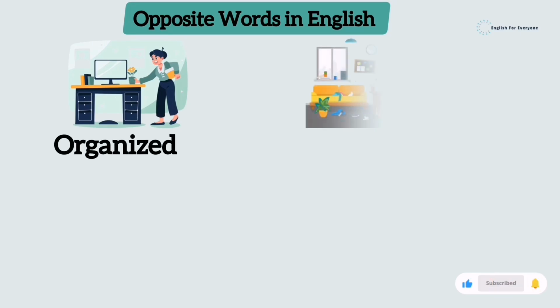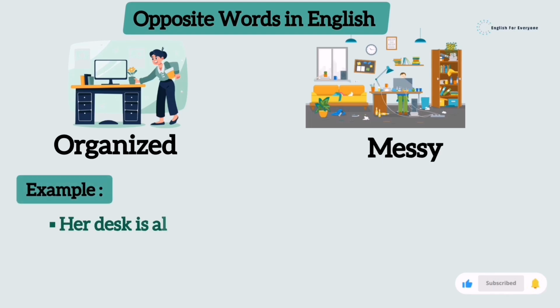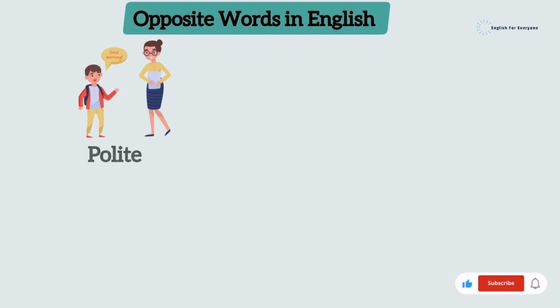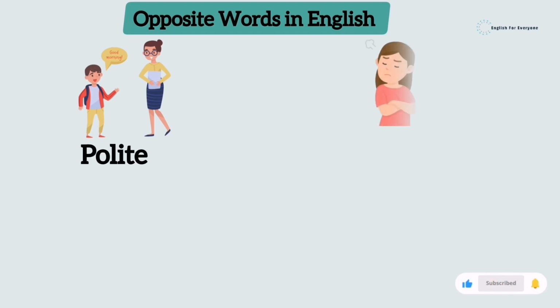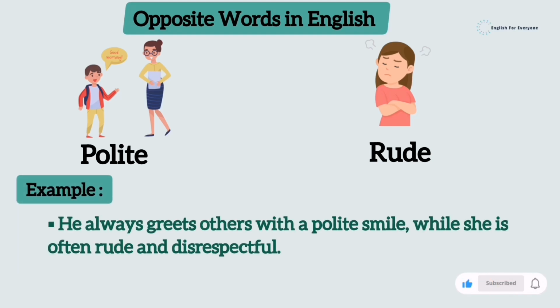Organized, messy. Her desk is always organized with everything in its place, while his workspace is messy. Polite, rude. He always greets others with a polite smile, while she is often rude and disrespectful.